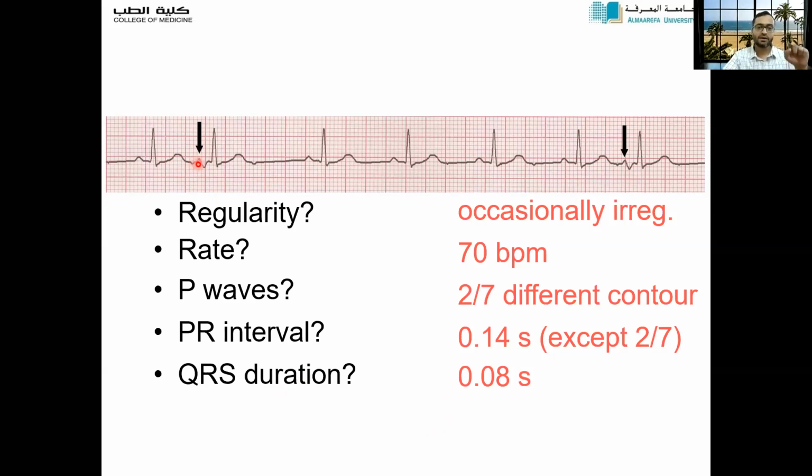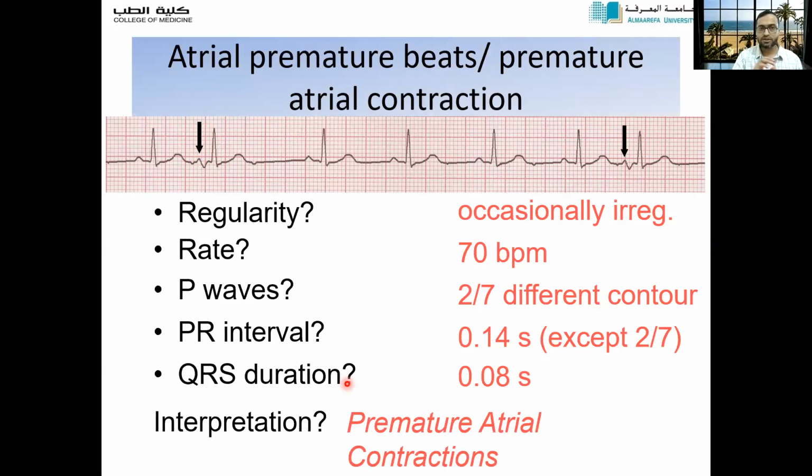It means that they are originating in the atria only, because you can see the shape of the QRS. They are narrow. After this abnormal shape of P wave, the QRS is narrow. It means that the beats are not originating in the ventricle. They are originating in the atria only. And throughout the ECG, only occasionally you are finding this defect, not regularly. So this is nothing but premature atrial contraction or premature atrial beats.